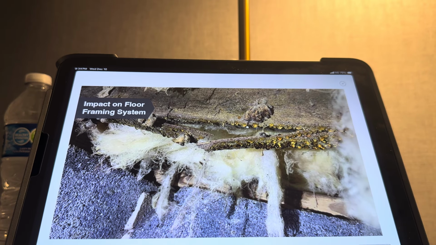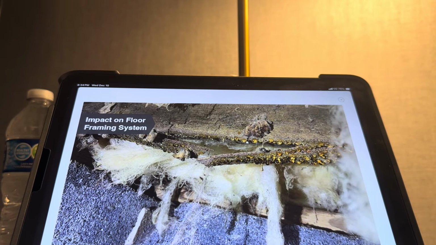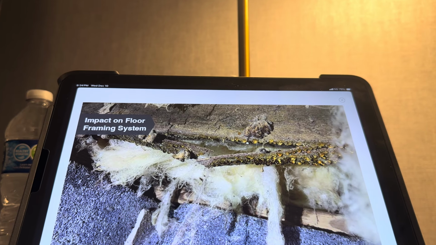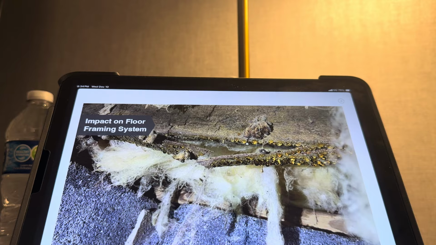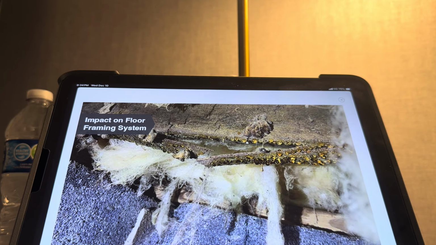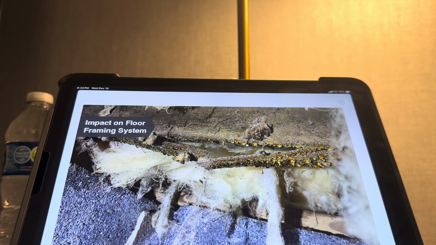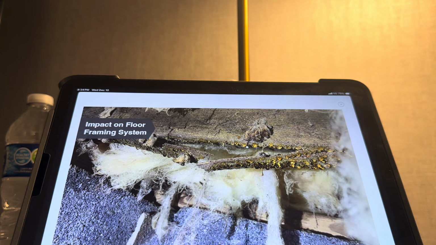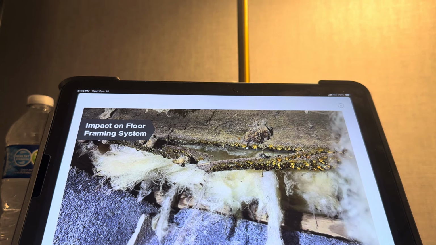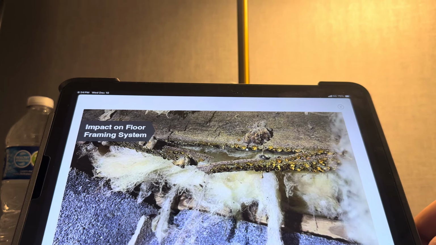It also has an impact on your floor framing system, so that you can see your floor framing system from your crawl space. When that insulation falls down, the lumber takes on water, eventually rots, and can even have an effect on the living space in your floor, as this is structural.